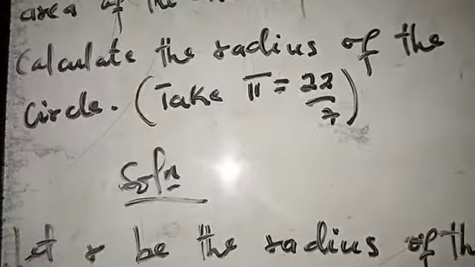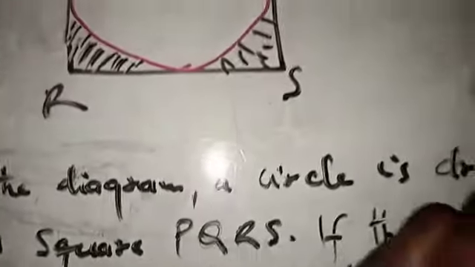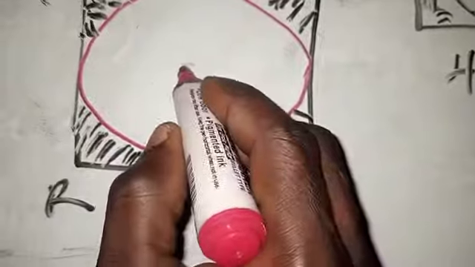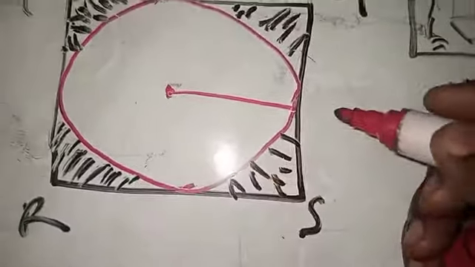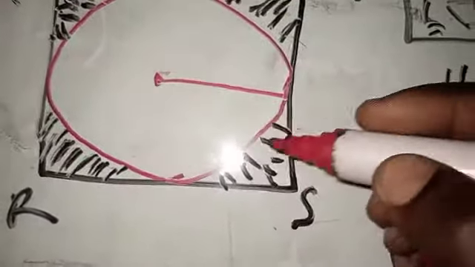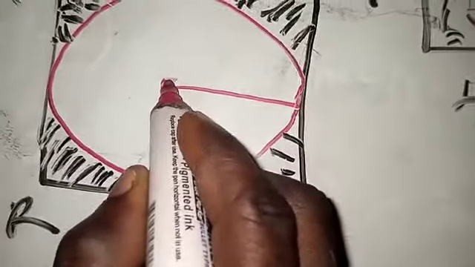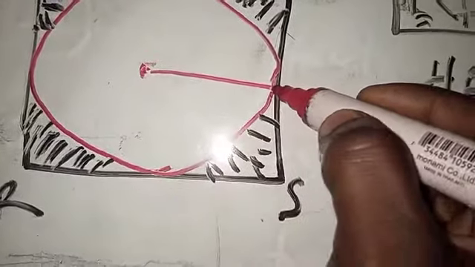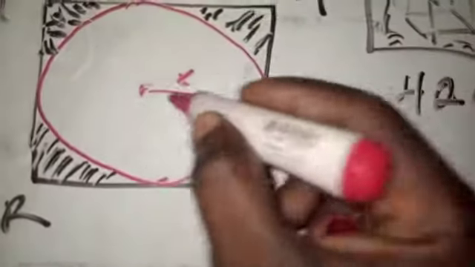The question says that you should calculate the radius of the circle. Now, as I said earlier, you must know the meaning of the radius. The radius starts from the center. So this is the center, and any line from the center that touches anywhere on the circle, that is the circumference, is what we call the radius. Let's represent that radius by r. This is exactly what they are asking us to find.